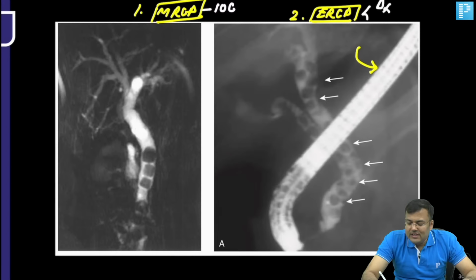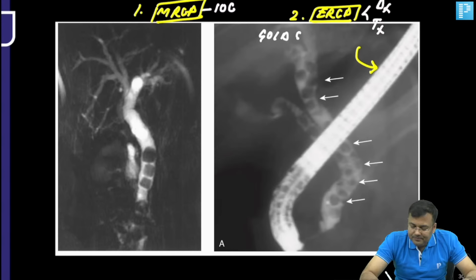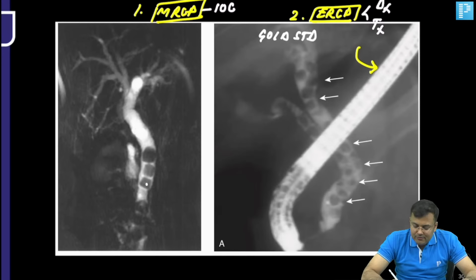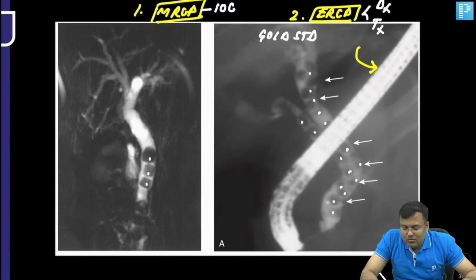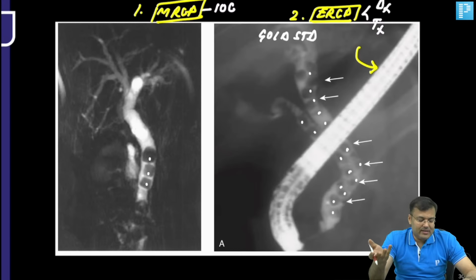ERCP, it is diagnostic, it is therapeutic. Since it is both diagnostic and therapeutic, this is gold standard. Gold standard, you can easily see the stone. Can you see? This is 1, 2, 3. Easily you can see the stones. Here you can see these are the multiple stones, and the stones are there in the CBD. Stones are there in the cystic duct also. So, in the CBD as well as cystic duct, both you are going to see the stone.